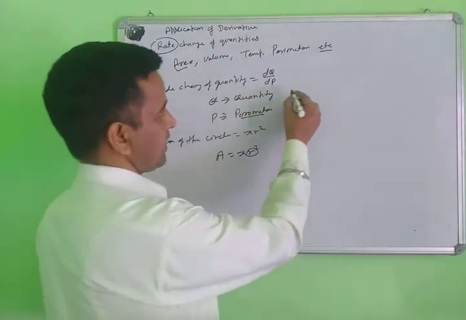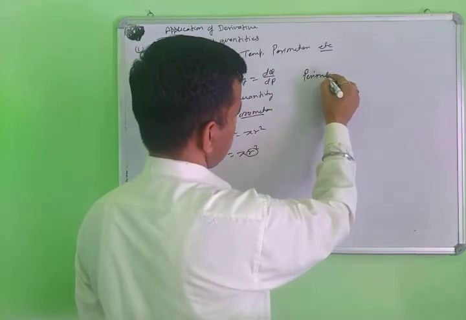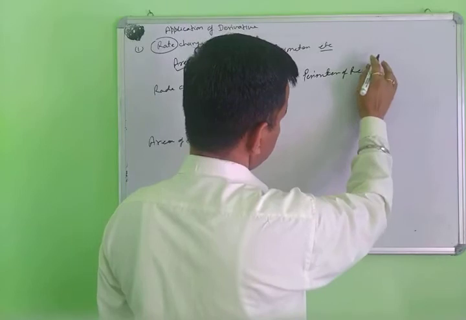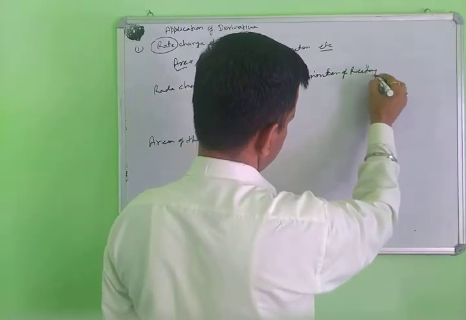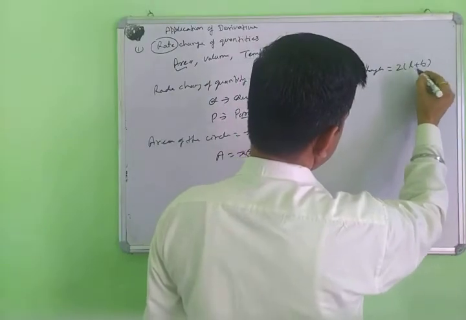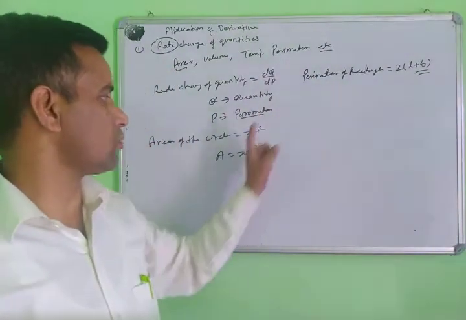Suppose you are finding the perimeter of a rectangle, then you can say 2 times length plus width. This is a specific quantity. This is not a quantity, this is the parameter.